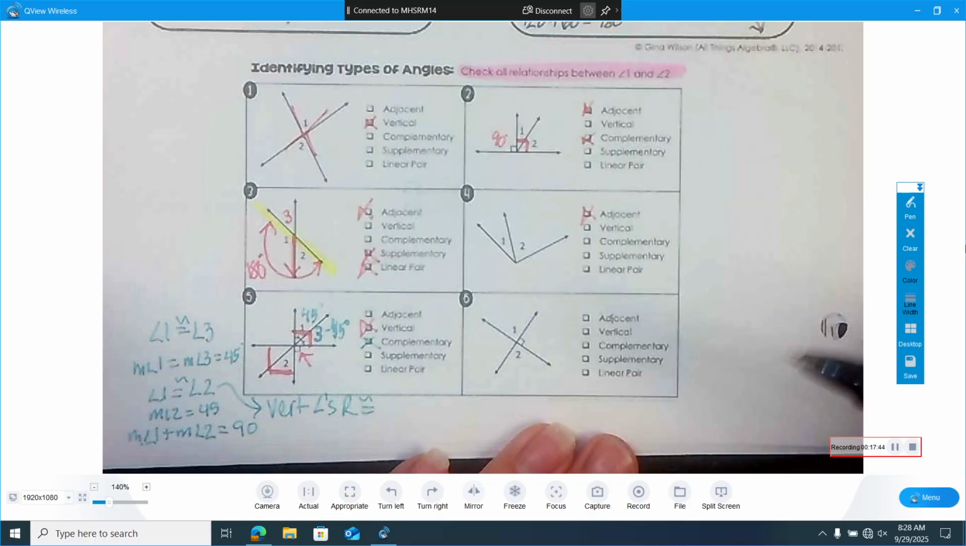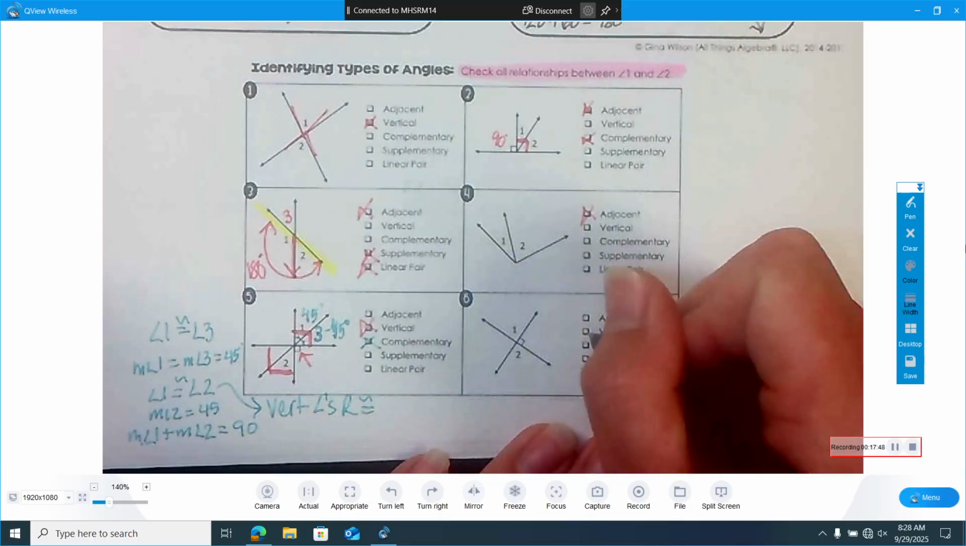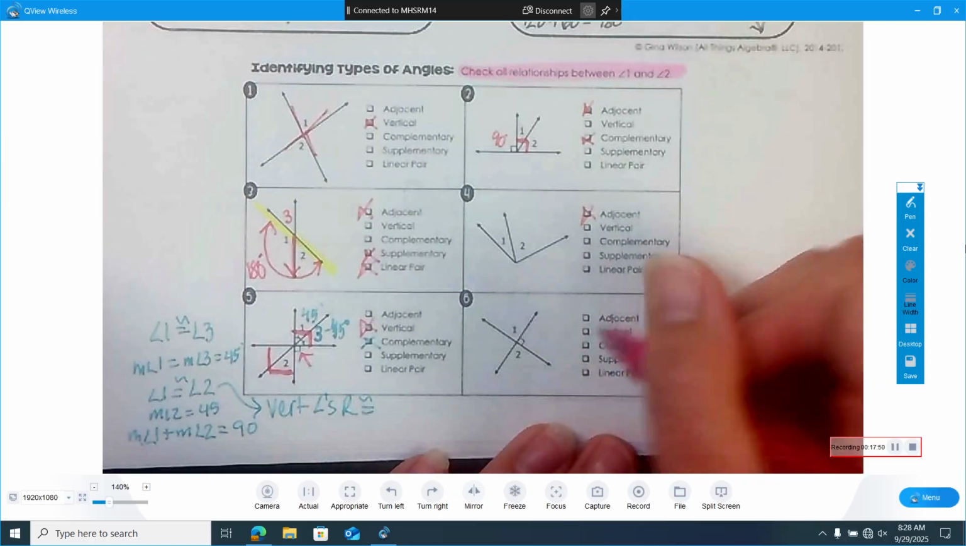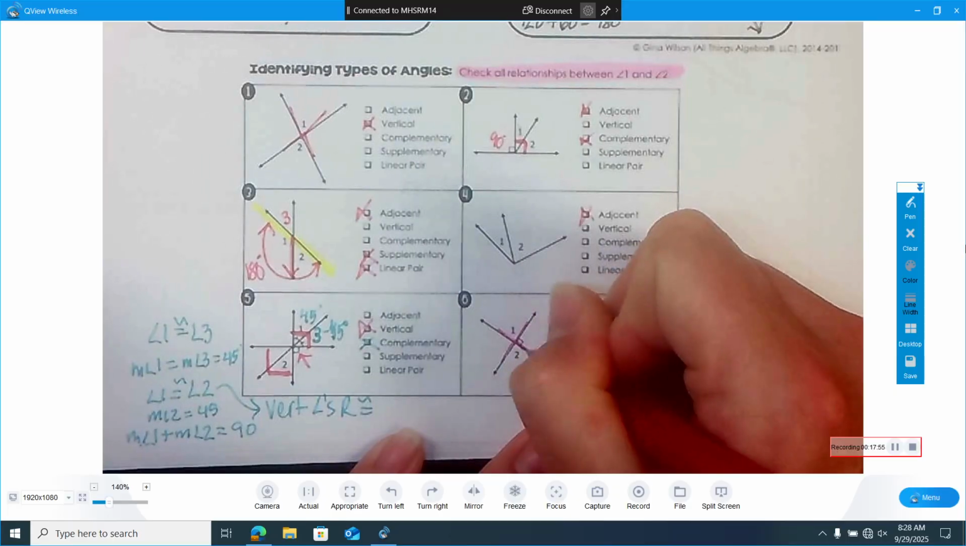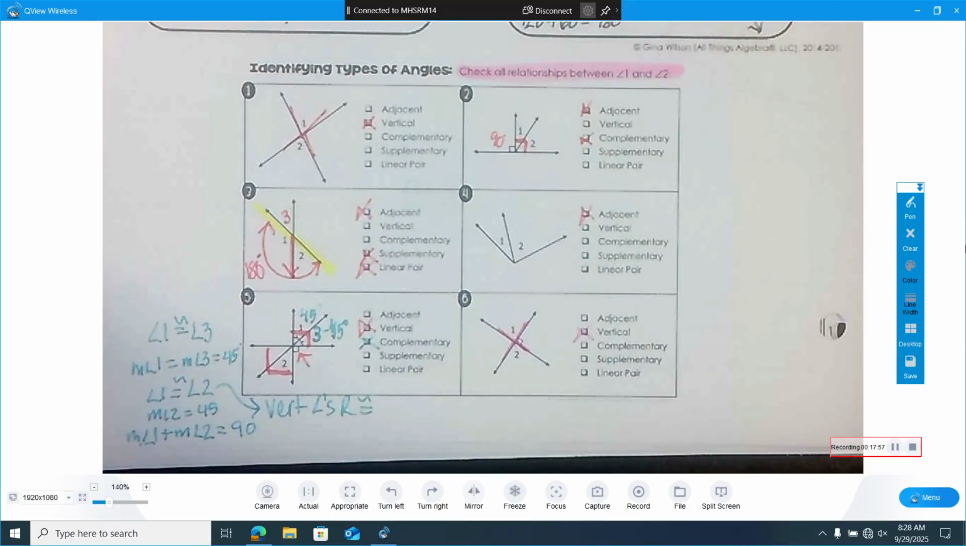All right, let's look at number 6 here. Vertical, angle 1 and angle 2 are, I gave you the answer just now, vertical. Yeah, okay. Again, they have the V, opposing V's there. All right, and then, very good. How'd you figure supplementary?